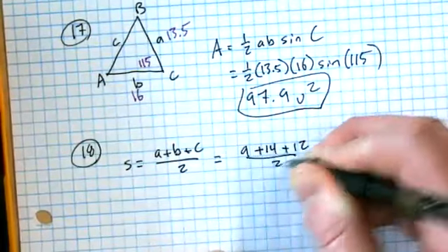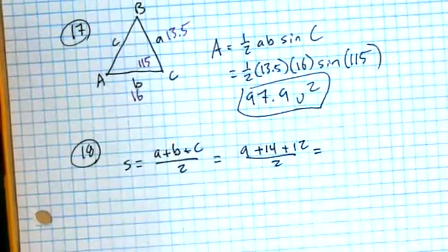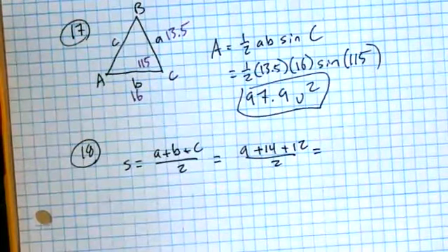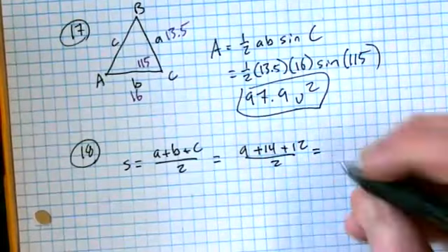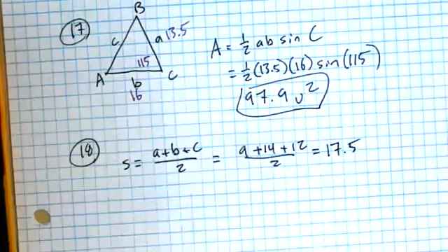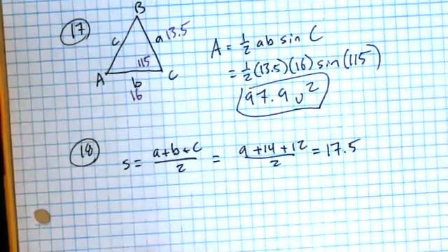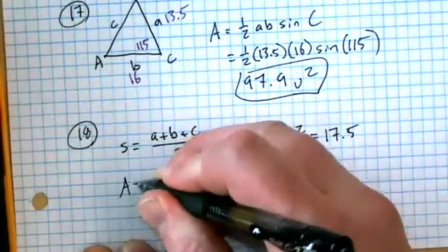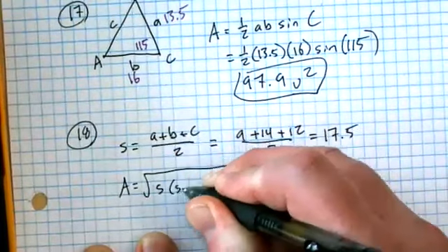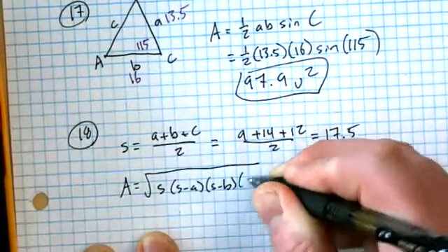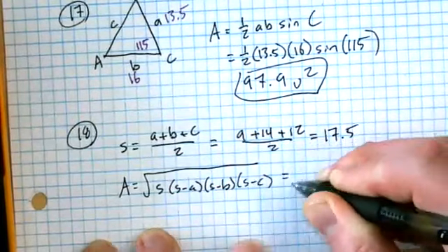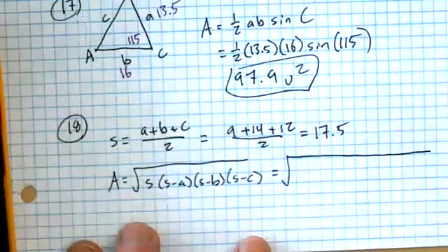12 all over 2. There's no shame in using a calculator. You get 17.5. Okay, and then we have to do the A part of it. So the area is the square root of S times S minus A times S minus B times S minus C. So this one, we're going to have to write down a whole bunch of numbers, and then we're going to have to type them all in the calculator and make sure we get everything straight.